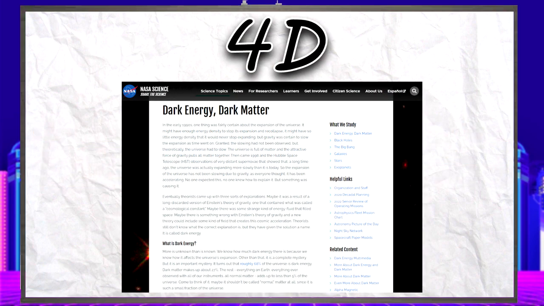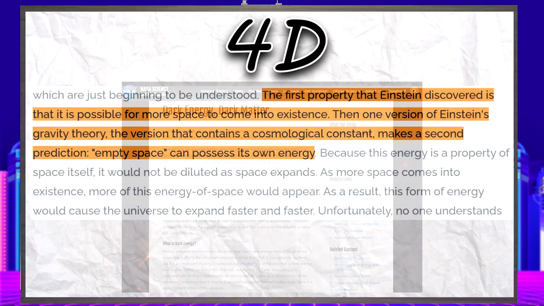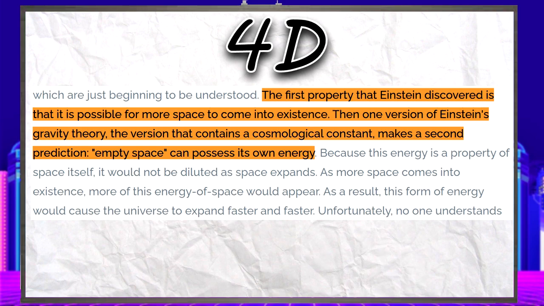This NASA article expands on this, saying the following. The first property that Einstein discovered is that it is possible for more space to come into existence. Then, one version of Einstein's gravity theory, the version that contains a cosmological constant, makes a second prediction. Empty space can possess its own energy.